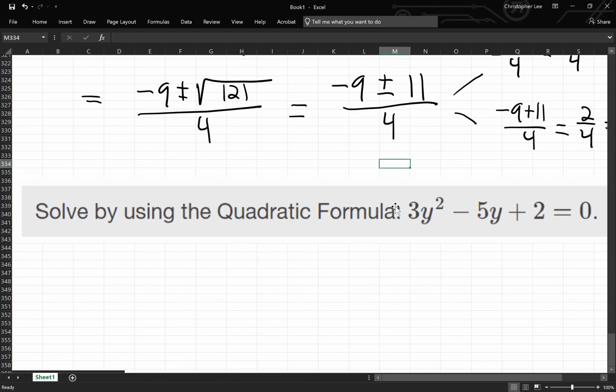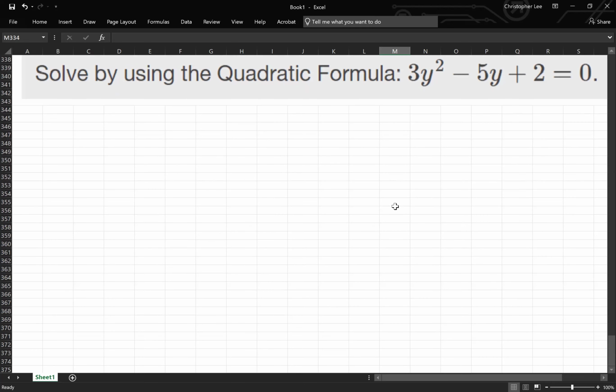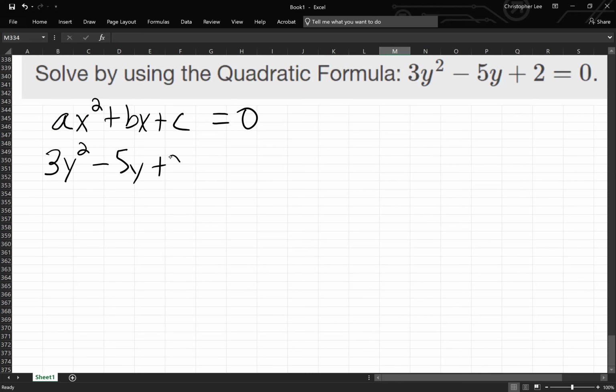All right, let's take a look. So just to recap, standard form is ax squared plus bx plus c is equal to 0. And we have 3y squared minus 5y plus 2 is equal to 0. What's my A, what's my B, and what's my C? Very good. And what's B? Very good. And what's C?